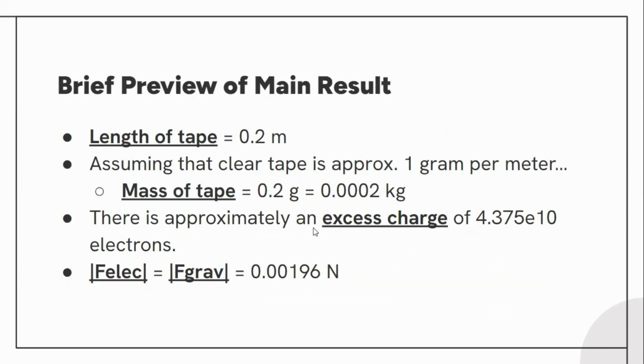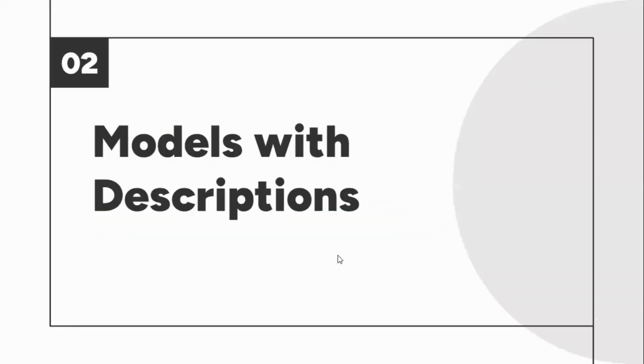Brief preview of main results. The length of the tape was 0.2 meters, the mass of the tape was 0.0002 kilograms, there is an excess charge of about 4.3 times 10 to the 10 electrons, and the magnitude of the electric force is equal to the magnitude of the gravitational force, 1.96 times 10 to the negative 3 newtons.